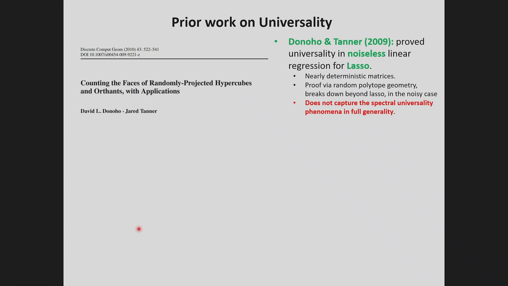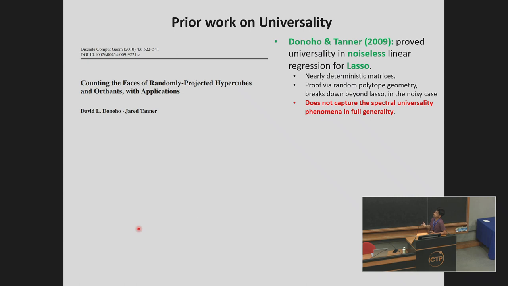Okay. And I'll also quickly mention some prior work on universality. If you consider a noiseless linear regression problem, so suppose there's no noise in your problem, and you look at the Lasso estimator, then Donoho and Tanner proved some of their universality observations. This is a great result, which is really hard to beat in terms of the generality of their assumptions on the design. The catch is that they proved this result for noiseless in a very special case. The way they proved it is that they exploit the fact that the Lasso estimator is a solution of a linear program. Proving the universality boiled down to exploiting some results in the theory of random polytopes.